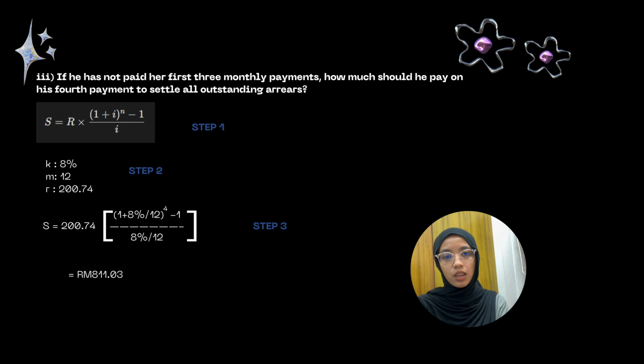Question third. If he has not paid his first 3 monthly payments, how much should he pay on his fourth payment to settle all outstanding arrears? As I said earlier, the first step is to identify the formula that should be used in this question. This time, we will use the future value formula. We have K 8%, M 12, and R 274. Just like the second question, we fill in the formula, and the final answer will be RM 811 and 3 cents.